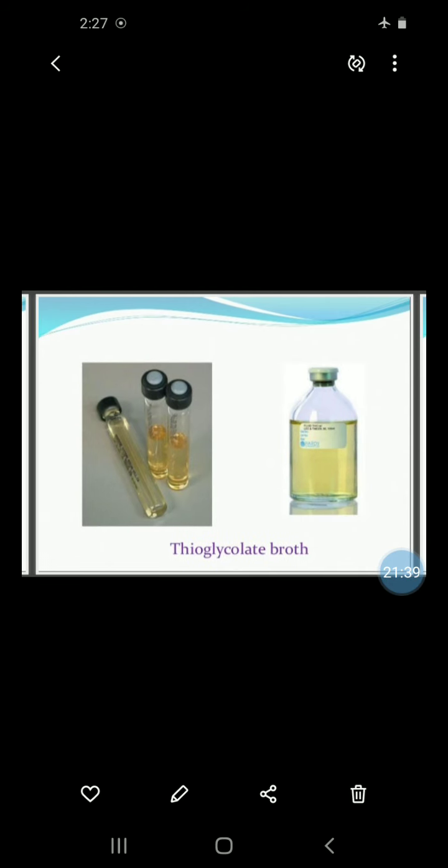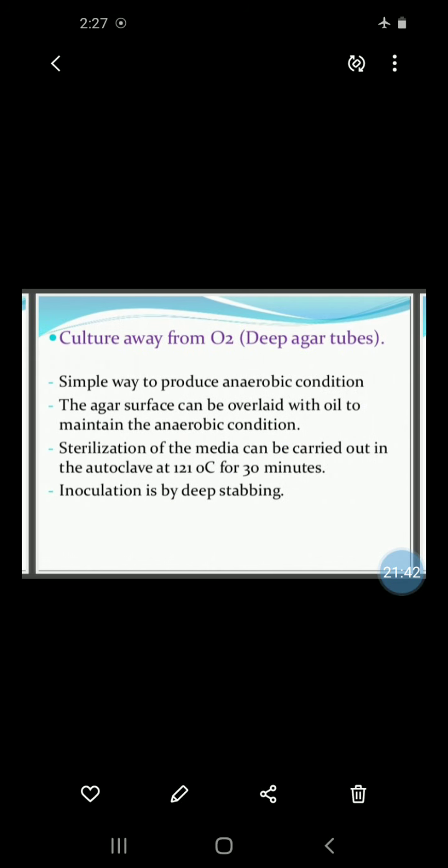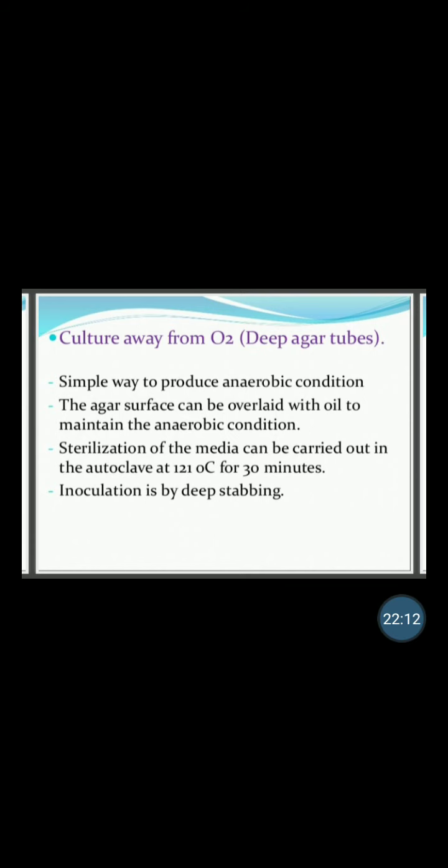Here we can see the thioglycolate broth. Next, culture away from O2, that is deep agar tubes. This is a simple method to produce anaerobic conditions, where the agar surface can be overlaid with oil to maintain the anaerobic condition. Sterilization is carried out by moist heat sterilization, using an autoclave at 121 degrees Celsius for 30 minutes. Then inoculation is by deep stabbing.